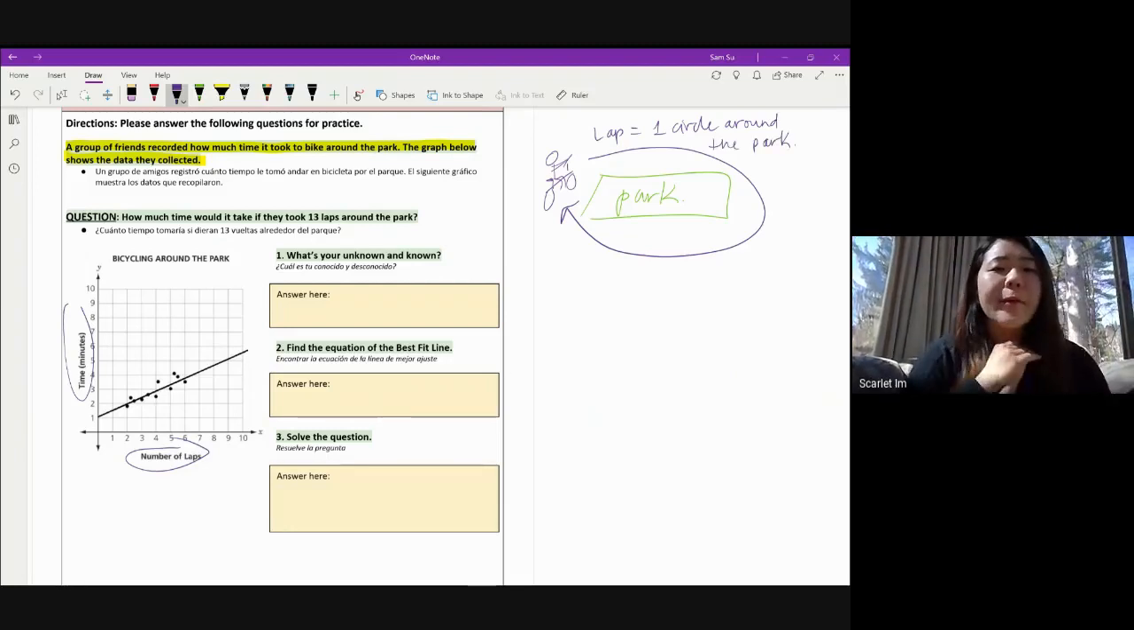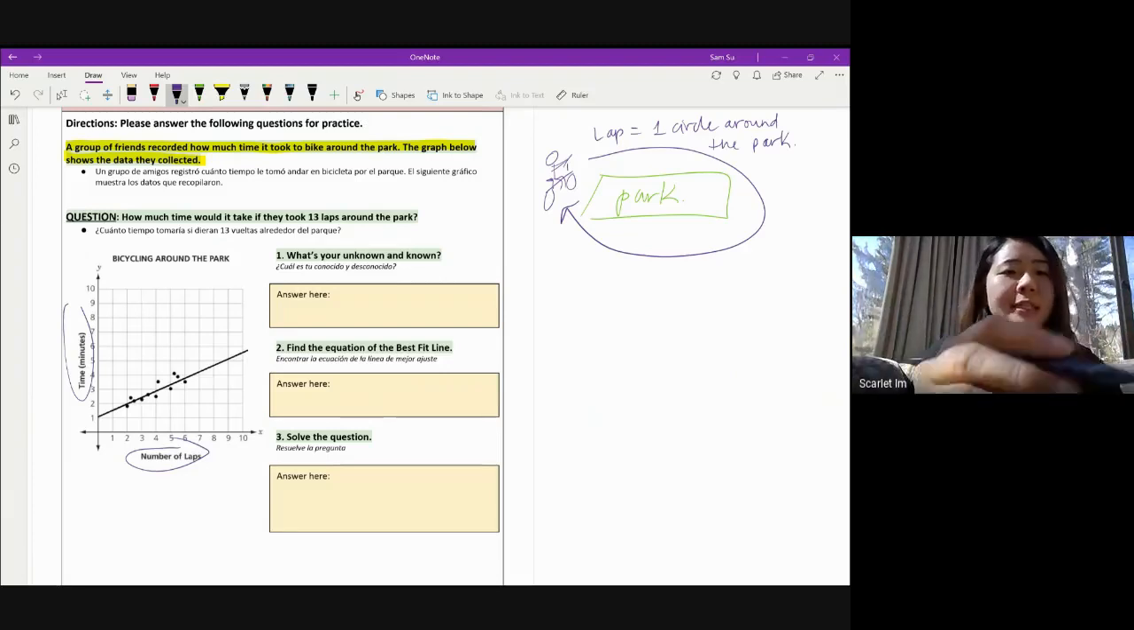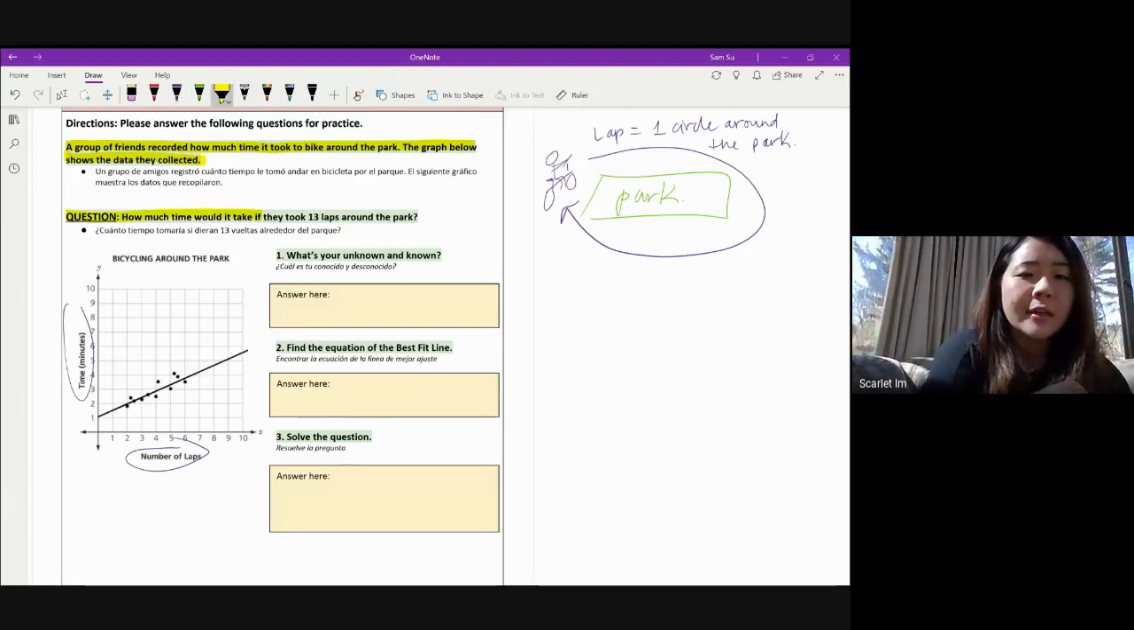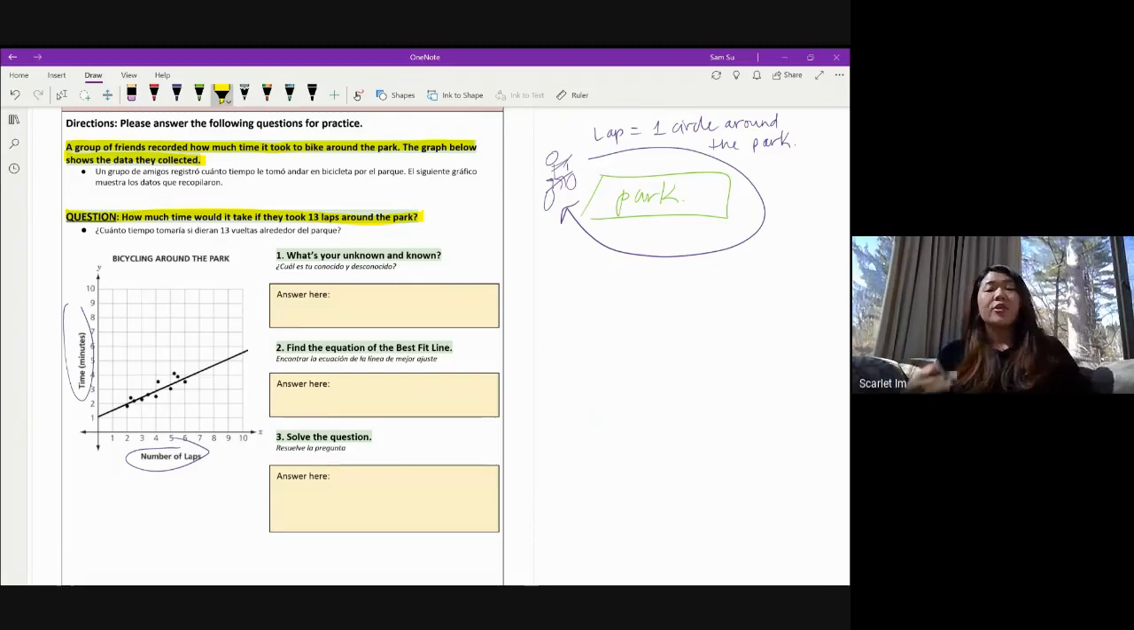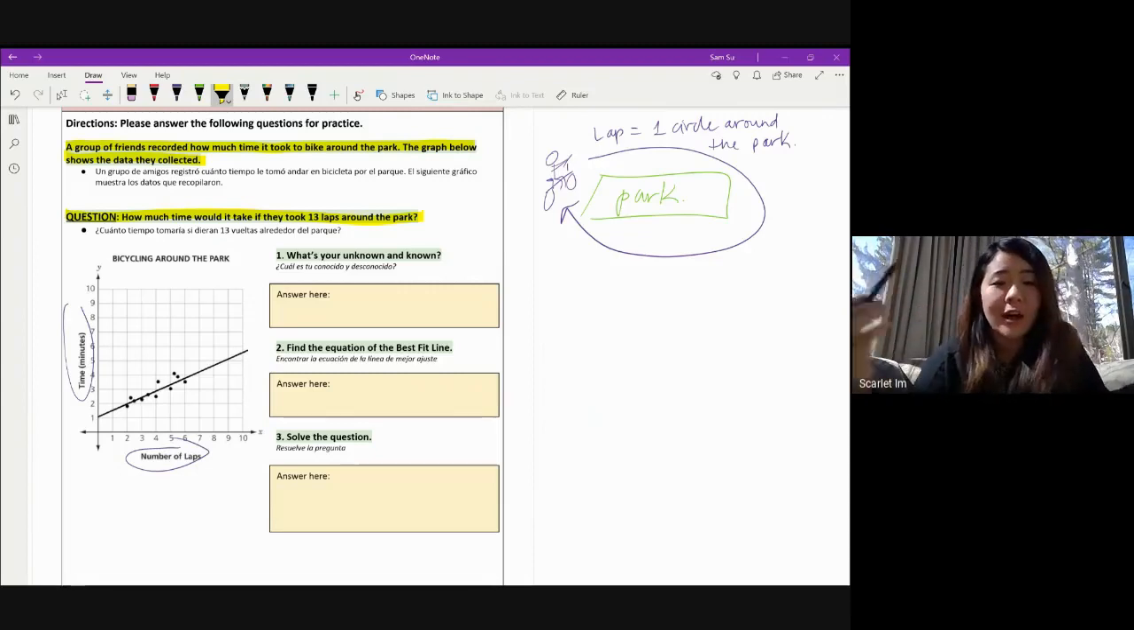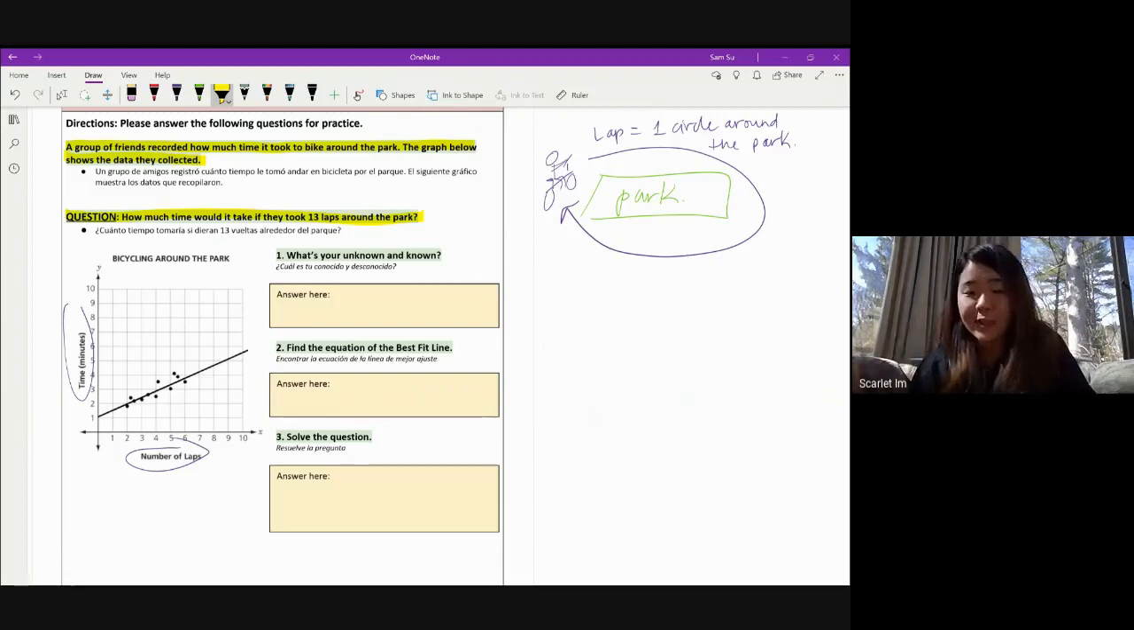So what is our question? Our question is, how much time would it take if you took 13 laps around the park based on this data? Once again, we have our data points around here, and we have our line of best fit. And 13 laps is basically off the graph. So how can we use algebra or an equation to figure this out without having to draw it out on the graph? That's the cool thing about using a linear equation: you can do calculations without having to draw things out. It's actually a shortcut.